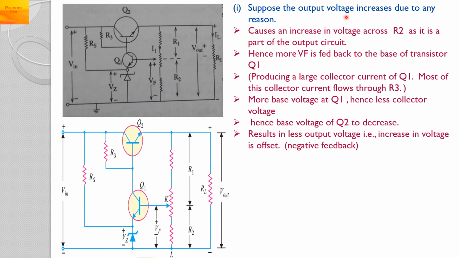We have assumed that it has increased, so that will give less output voltage, that is the increase in the voltage is offset, it is decreased. Hence the output voltage remains constant.